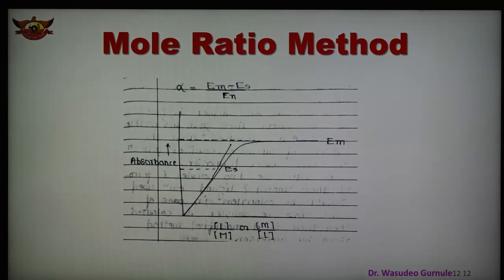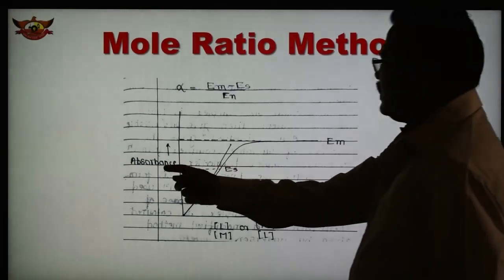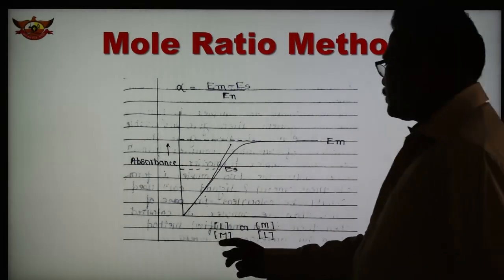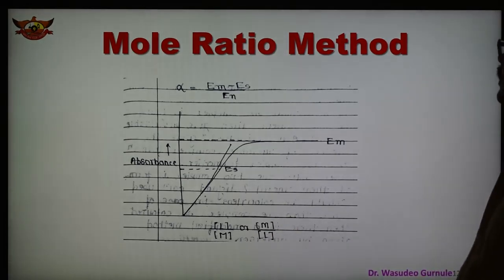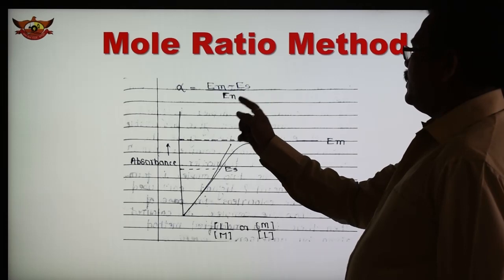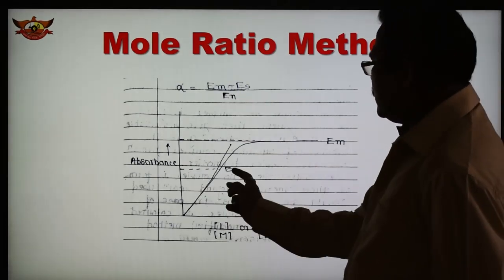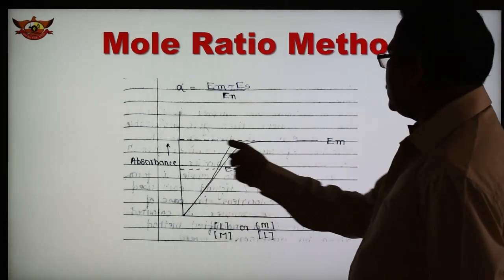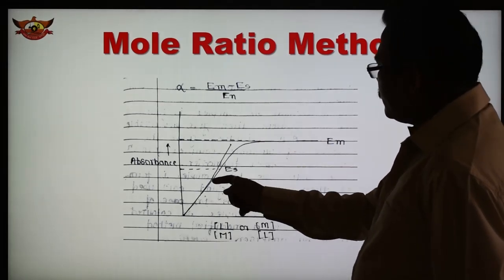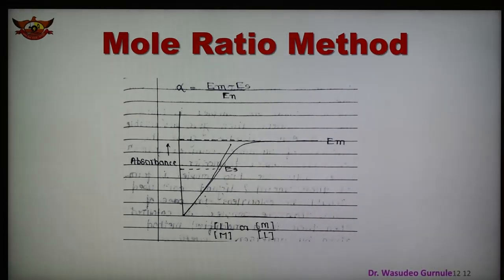So this is the graph which is plotted between absorbance versus the mole ratio of ligand concentration upon metal, or metal to ligand, and this is the alpha which is calculated by the formula (Em minus Es) upon Em, where this is the Es value and this is the Em value. Em is the horizontal part, and the point from which the curve turns is the Es. So this is the graph we have already seen.